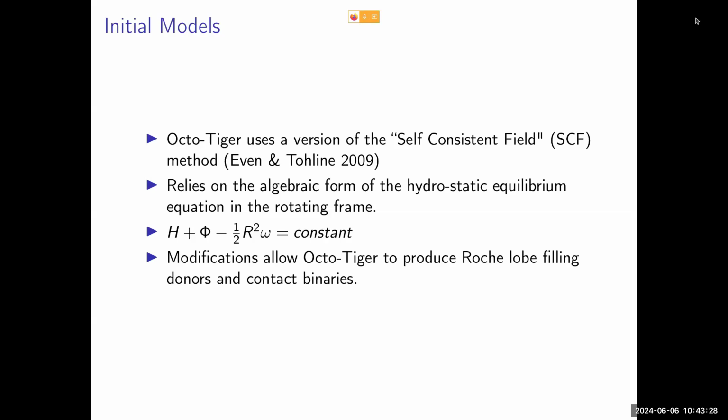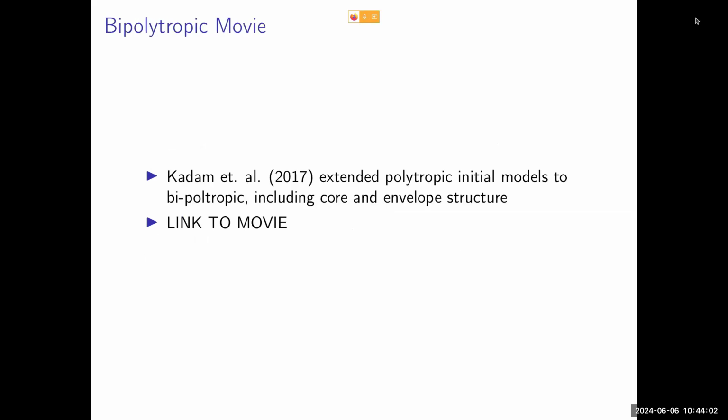The method here is you kind of have to iterate and guess, and it uses 3 points to determine what you end up with. So if you want a Roche-lobe filling binary, you have to kind of iterate, but we've modified it to specify that it should be Roche-lobe filling, or that it should be a contact binary with a common atmosphere. So, let's watch the first movie.